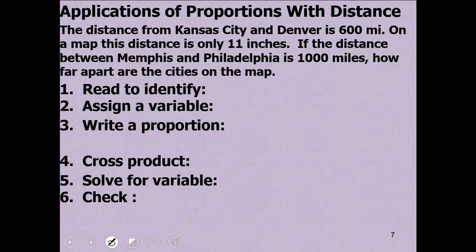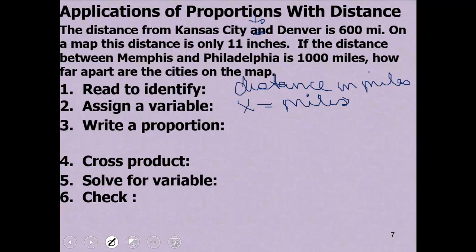We can also use proportions with distance. So it says the distance from Kansas City to Denver is 600 miles. On a map, this distance is only 11 inches. If the distance between Memphis and Philadelphia is 1,000 miles, how far apart are the cities on the map? So what are we identifying? The distance in miles, right? Distance in miles. So that's what our X is going to be.